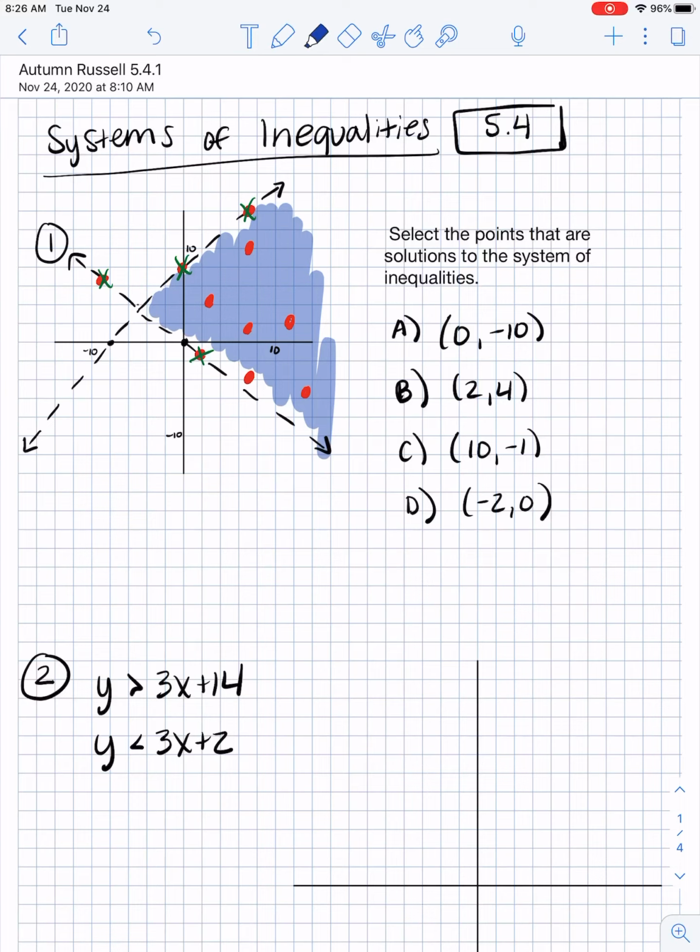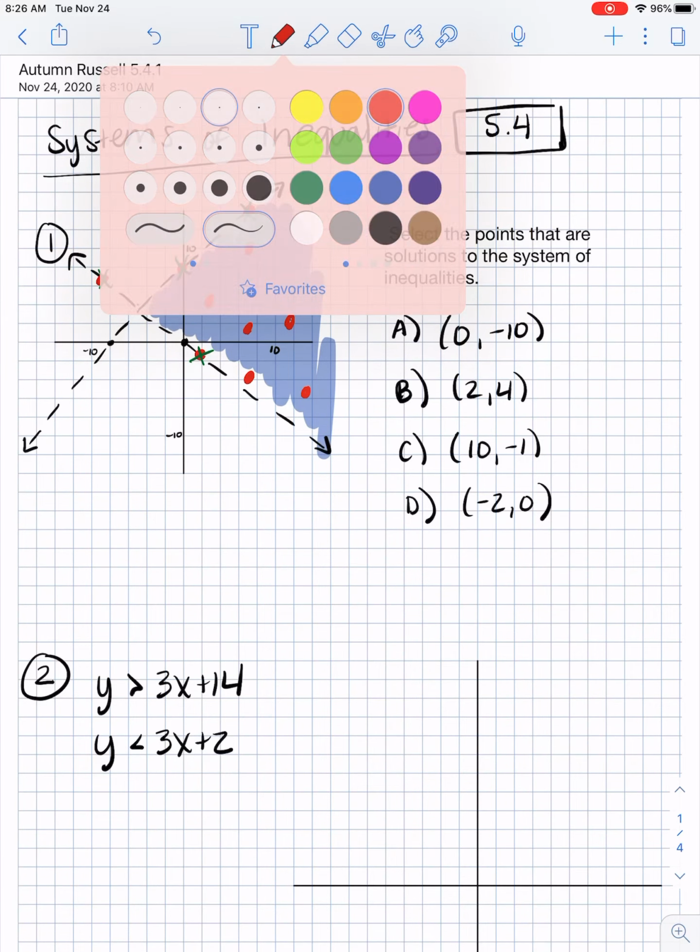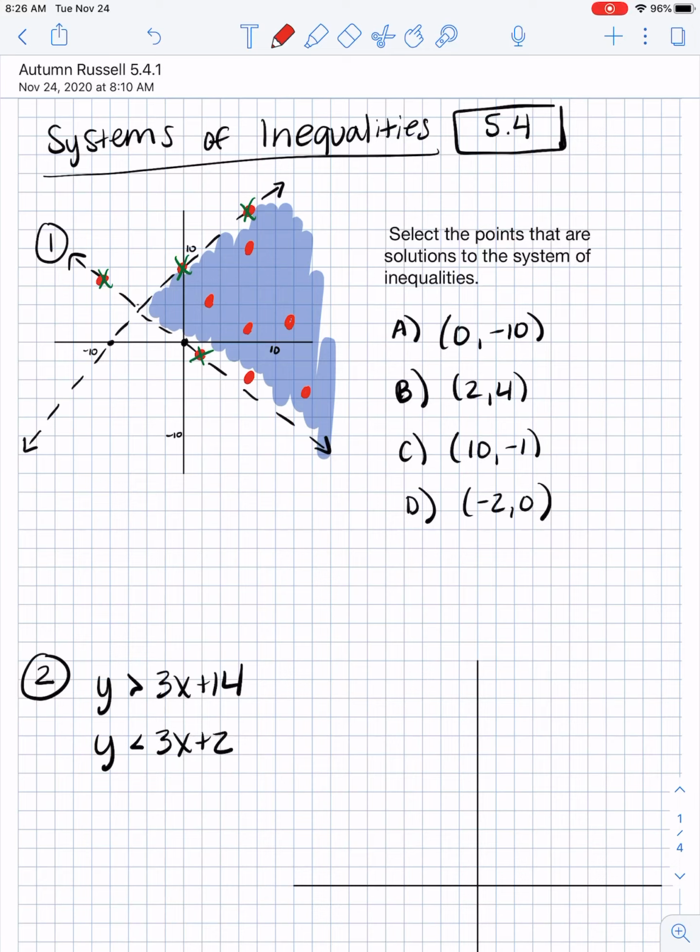So what we want to do for the first one is look at our graph and go through each of these answer options, A, B, C, D, and see if those points are solutions or not. So this first one is the point (0, -10). On my graph, I would go left to right 0, then down 10. That's right here. That is definitely not a solution. So I'm just going to cross that off, not a solution, okay? I'm going to use a different color highlighter here. So that one did not work, (0, -10).